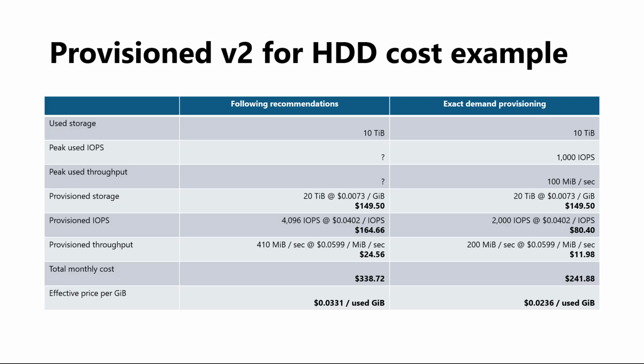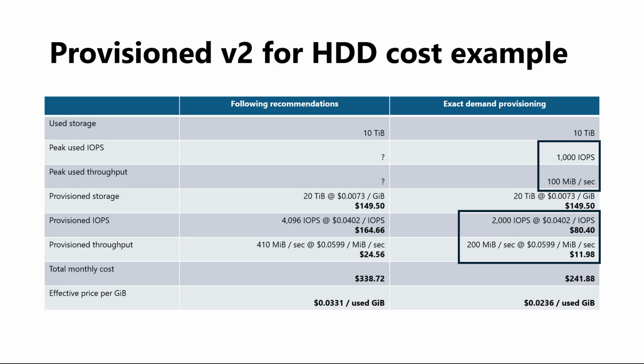But the real magic comes in if you do know what your actual underlying requirements are. So in this example, what I've done is I said, at peak, I'm using 1,000 IOPS and 100 MiB per second.